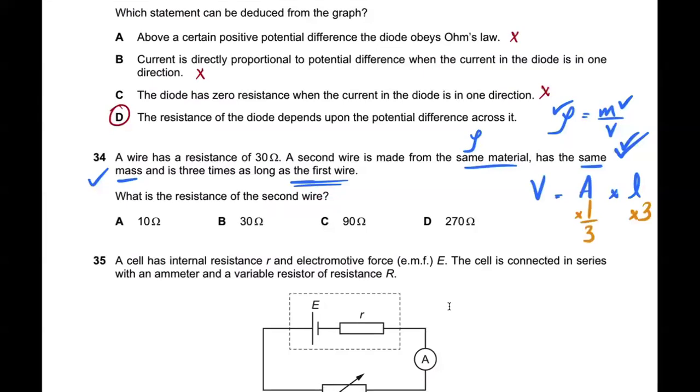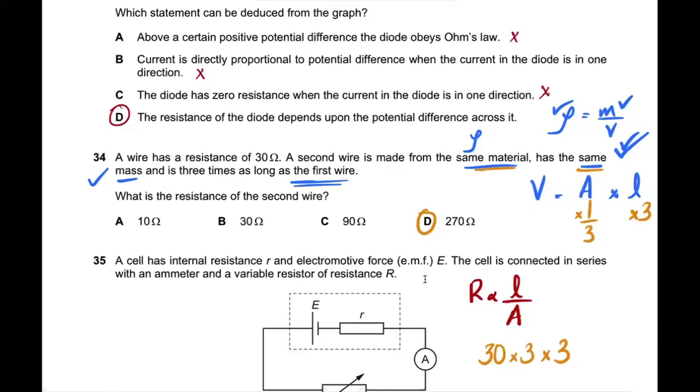If I think about the relationship that R is proportional to length over area, tripling of the length would cause tripling of the resistance, and having the area become 1/3 of what it was would also cause it to triple because of the inverse proportion. So this is 30 times 9, which is 270. Initially, I also felt this was irrelevant information, but it was actually pretty relevant because you had to think that the volume is not going to change here.